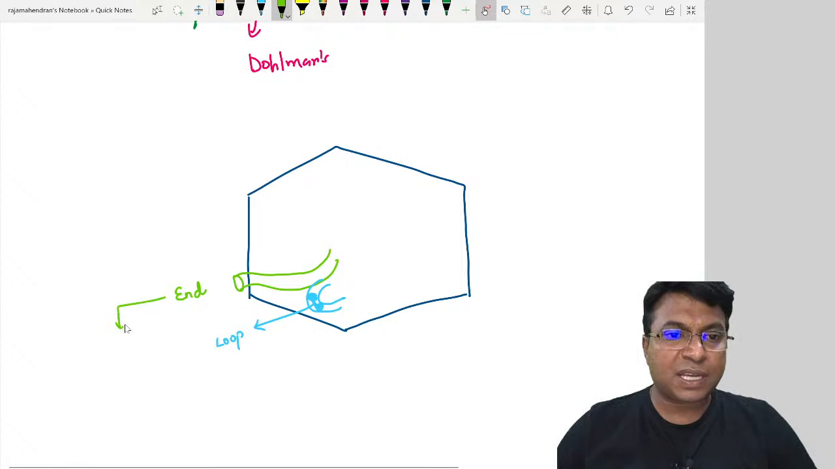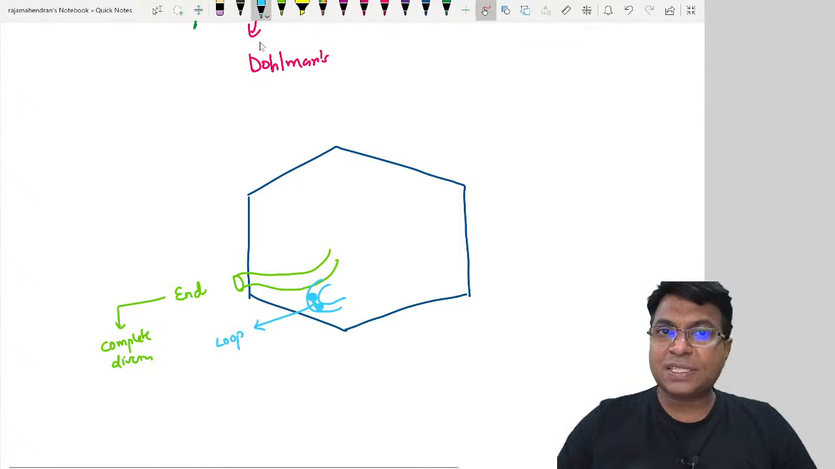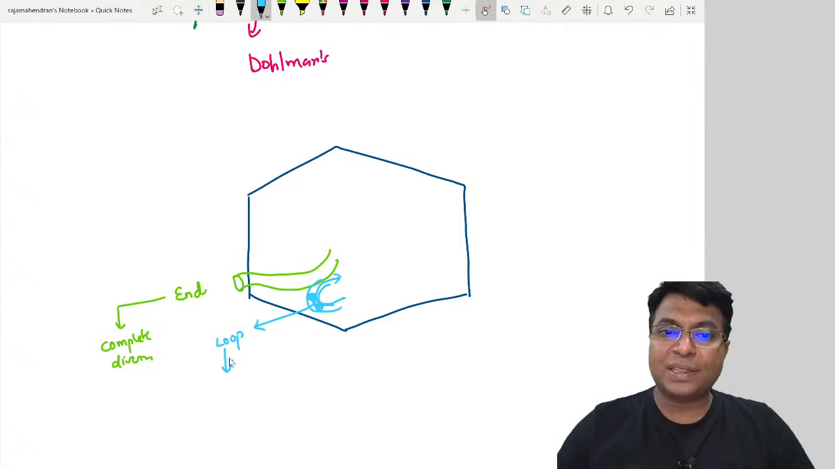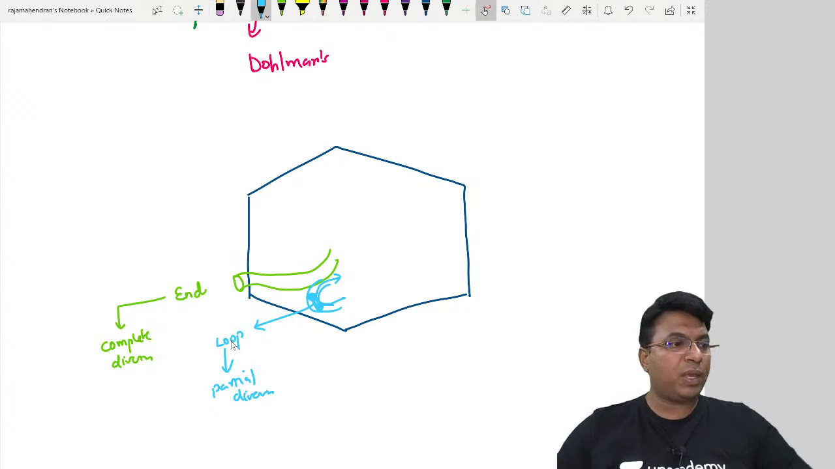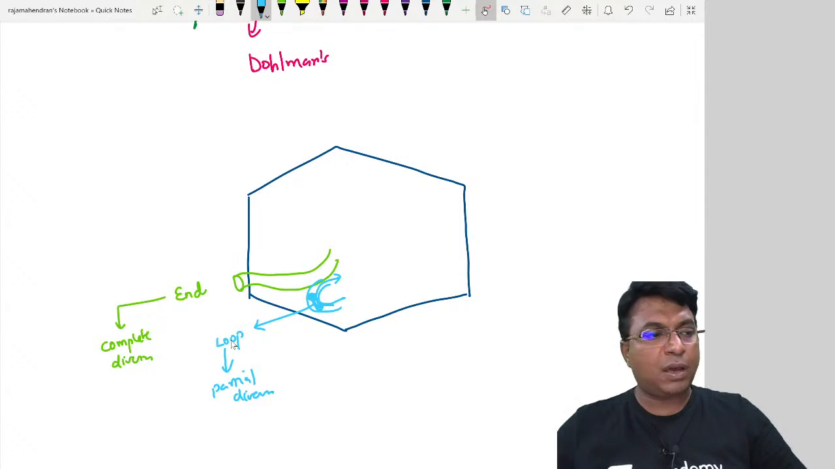End ileostomy and loop ileostomy, the main difference: end ileostomy is complete diversion of the food particles, or complete diversion of the motion. In loop ileostomy, there is a partial diversion. Some food particles can go like this also. So it's a partial diversion. So this is end and loop ileostomy.